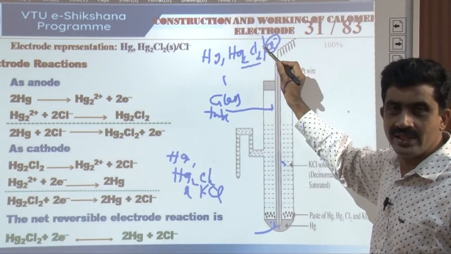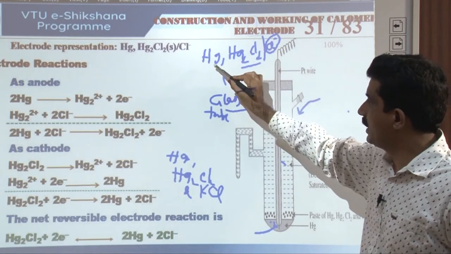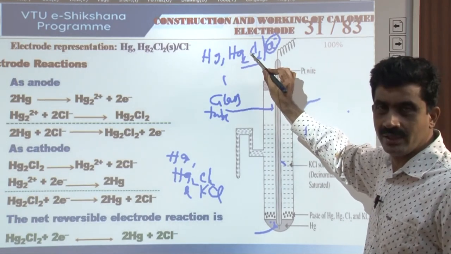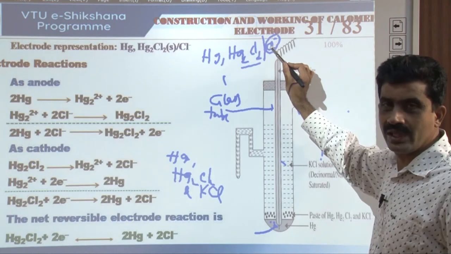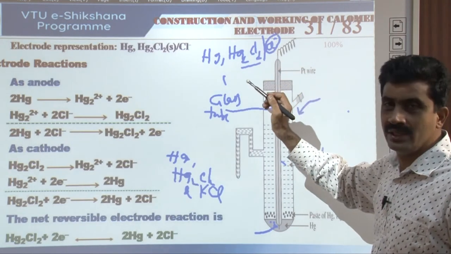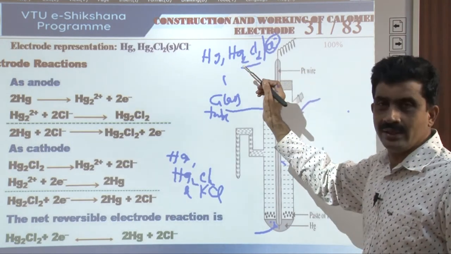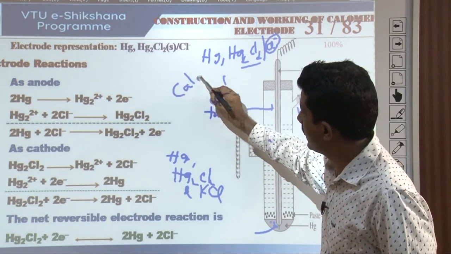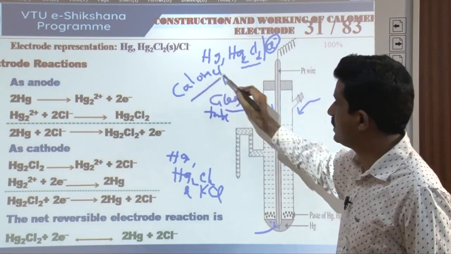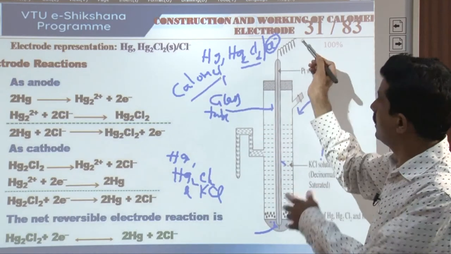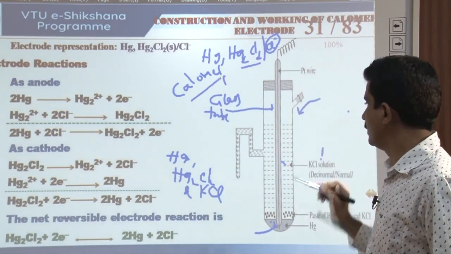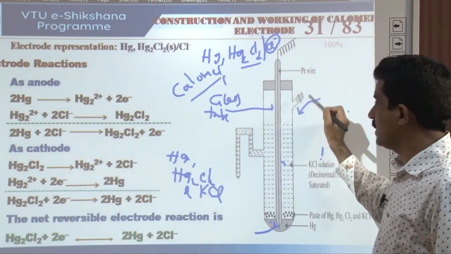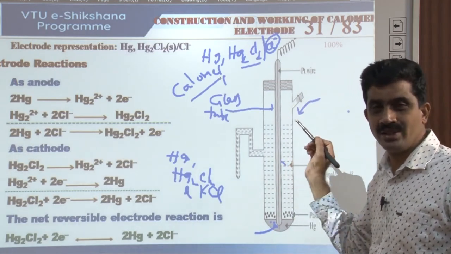The anion of KCl is Cl minus. So, a metal insoluble salt in contact with a solution having the anion of the salt used. So, mercurous chloride, the commercial name of mercurous chloride is calomel. The trade name of Hg2Cl2 is calomel. So, the electrode is called calomel electrode. From here the solution of KCl is introduced.